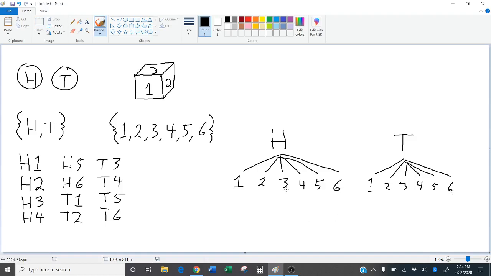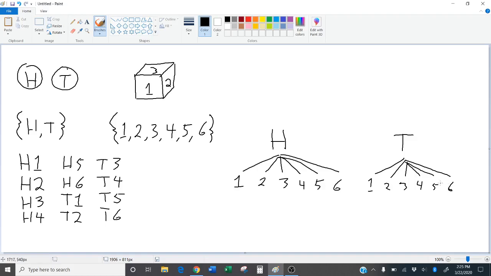Okay, so this one here means I flipped the coin and I got heads, and then I rolled the die and I got a 3. This one over here means I flipped the coin and I got tails, and then I rolled the die and I got a 3. But all in all, there are 12 different ways that this could happen.